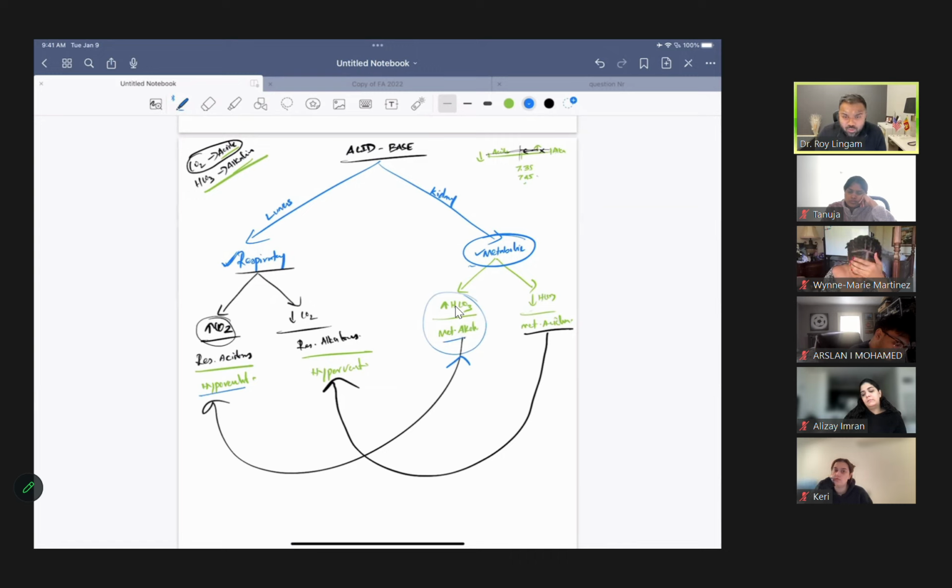Is that clear, folks? And then if you have respiratory alkalosis, your kidney will lose more alkaline to become metabolic acidosis, so they could compensate. Is everybody clear, folks? That is the compensation.